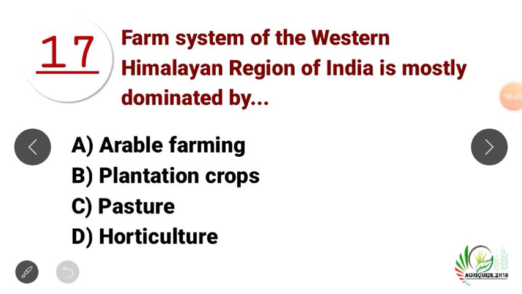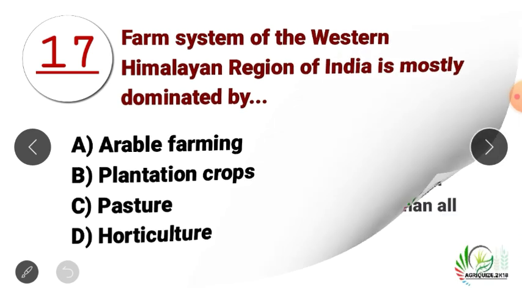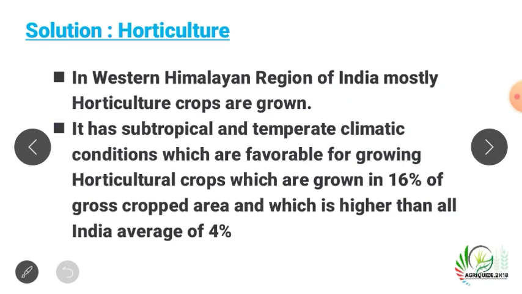Question number 17. Farm system of Western Himalayan region of India is mostly dominated by? Option D is correct, horticulture crops. In Western Himalayan region of India, mostly horticulture crops are grown. In Himalayan regions, horticulture crops are grown in 16% of gross crop area, which is higher than the all India average of 4%.